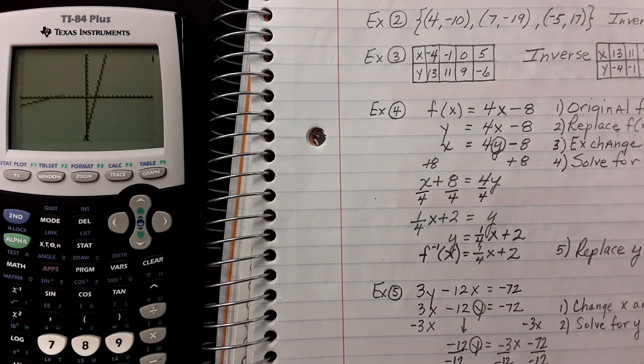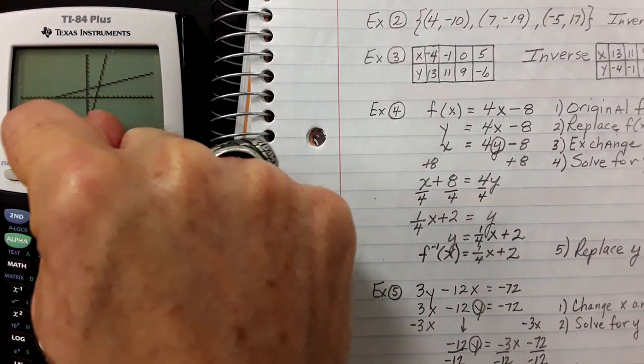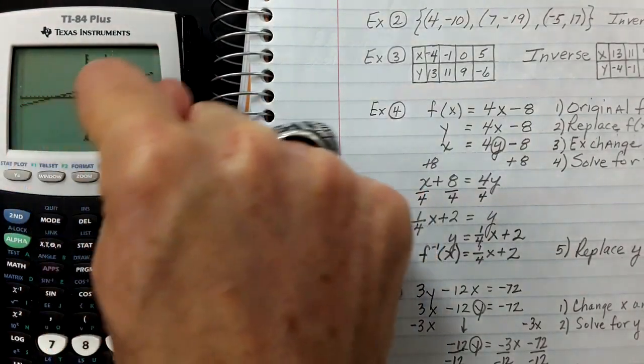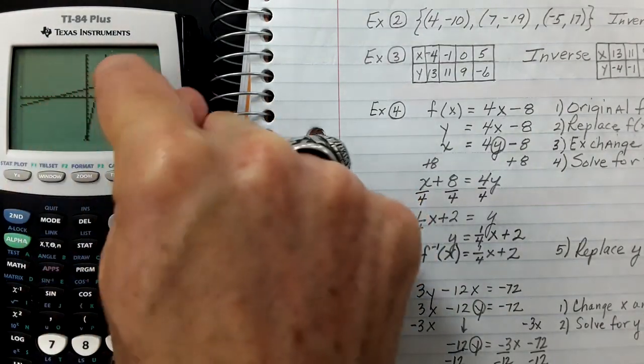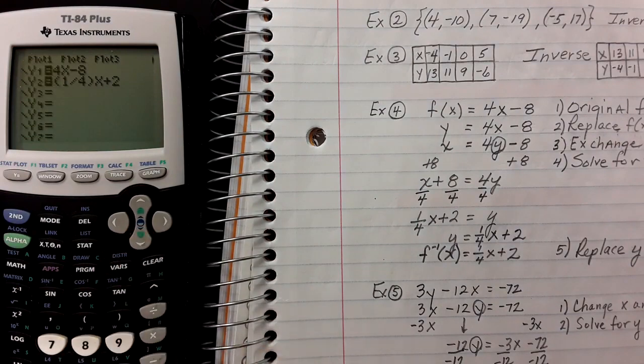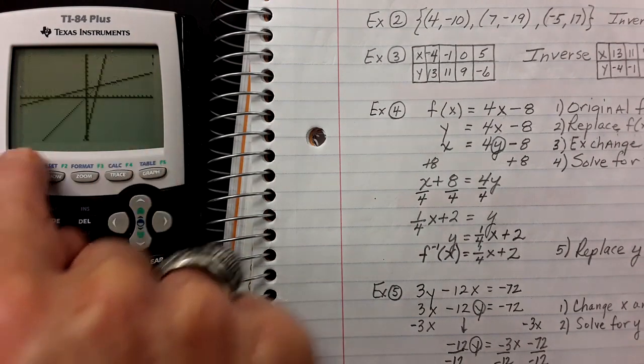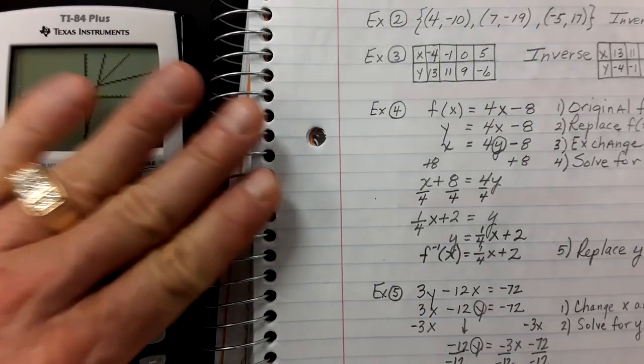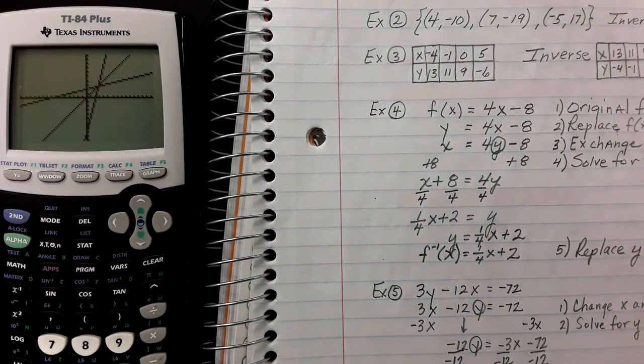There they are. So those are the two lines, and what they do is they're reflective across the y equals x axis. So if I put the y equals x line in right here, my third graph, y equals x, you'll see that the two lines reflect over. That flips over that axis right there. And that's exactly what the picture should look like using your graphing calculator.